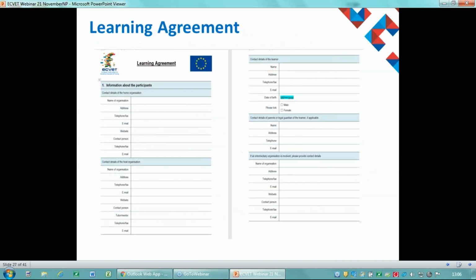So if we have a look a bit more closely at the different pages of a learning agreement, pages 1 and 2 look very similar to the MOU, but in addition to the sending and receiving organisation, there is also an opportunity to put in the details of the participant. So this is bringing the learner into the equation and making sure that they are also aware of what's going to be expected of them on the mobility abroad. If you are using an intermediary organisation to support you in finding work placements, then there is space to put their details in the learning agreement too.